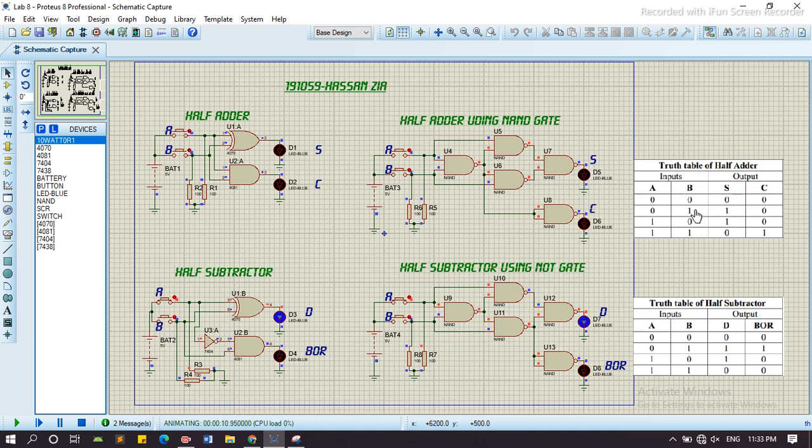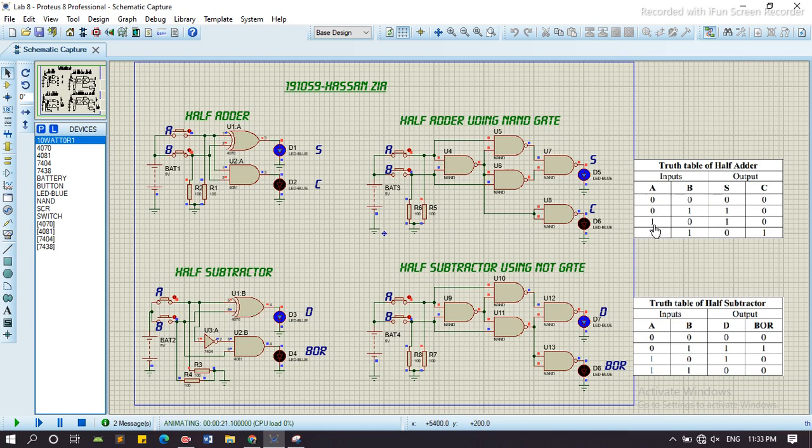When A is equal to 0 and B is equal to 1, the sum is equal to 1 and carry out is equal to 0. Here also the sum is equal to 1 and carry out is equal to 0.